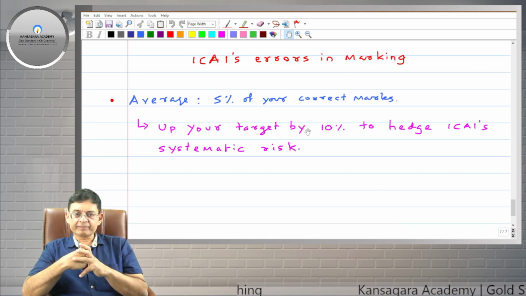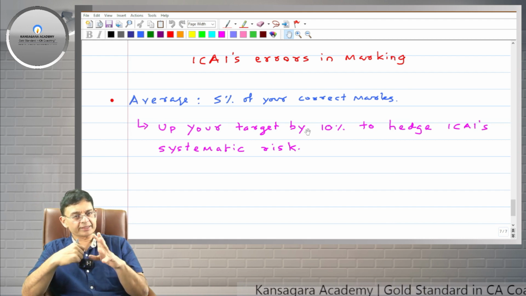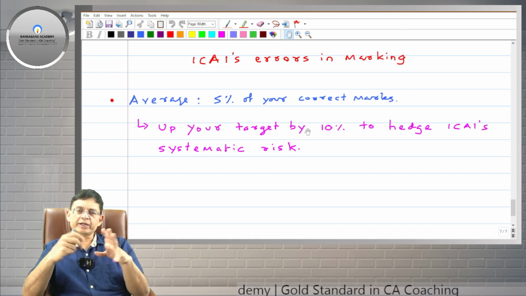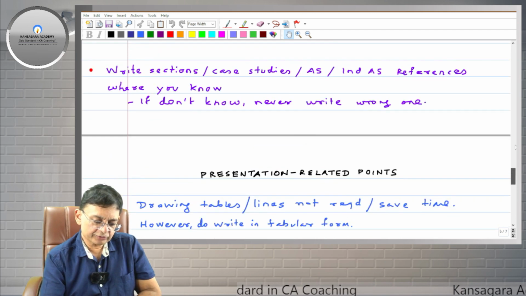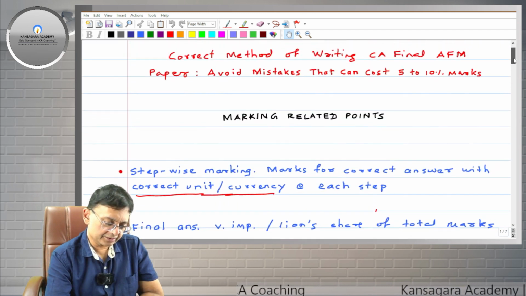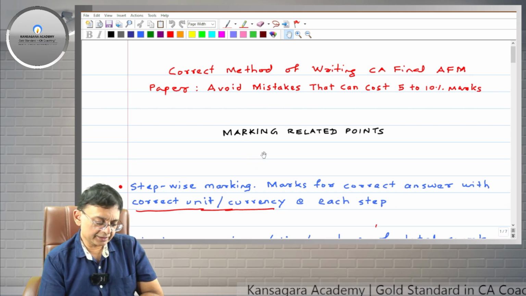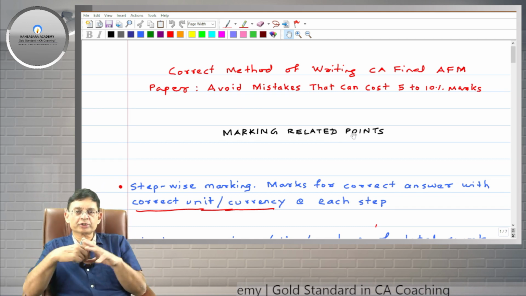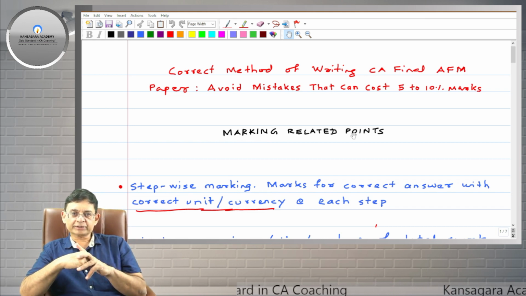And here in the AFM paper, from time to time, in discussing different concepts and in solving sums, we will let you know what to do at which particular place. Okay, students. So this way we have summarized the correct method of writing the CA Final AFM paper. You can pause the video wherever necessary and note down these points if you need, or we may also put a digital copy of this chart in our website in the free resources section.